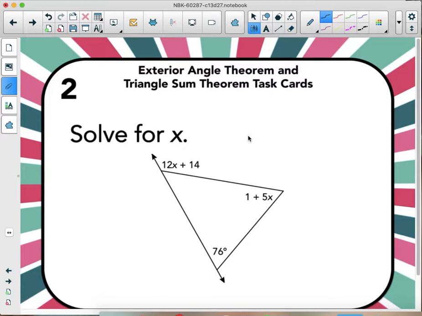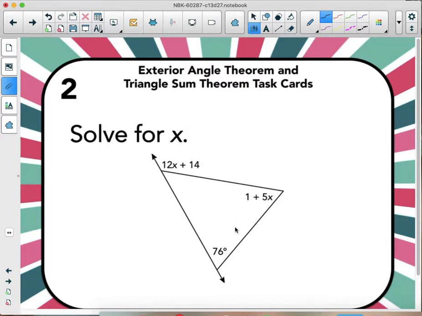Again, I look at this problem. I look inside my triangle. I only have two angles, so I can't be adding them all up and setting them equal to 180. And then I'd say, okay, I do have an exterior angle. So is it exterior angle theorem? The two interior angles are further away. They're not right next to that. So we have exterior angle theorem.